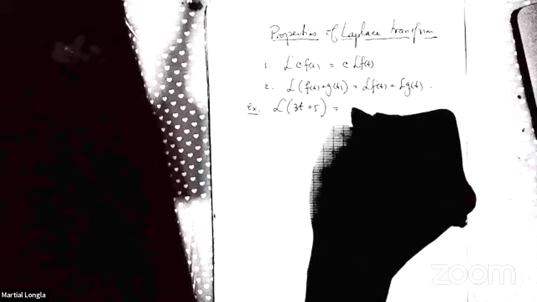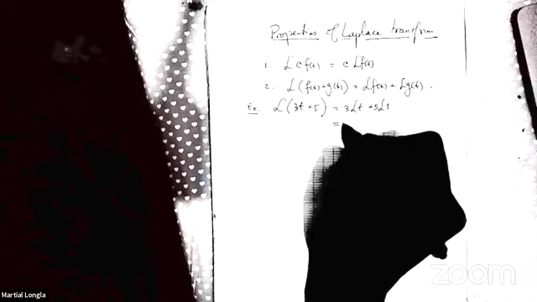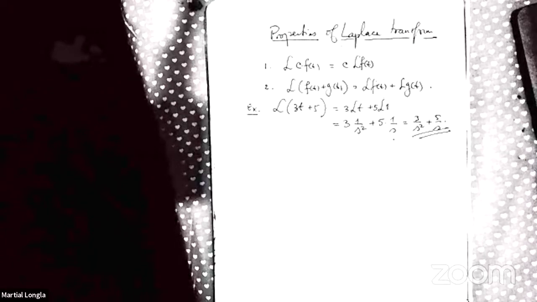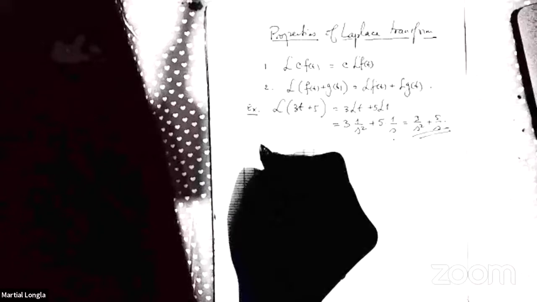Laplace transform of 3t plus 5 is 3 times the Laplace transform of t plus 5 times the Laplace transform of 1. Laplace transform of t, that's n equals 1, that's 1 over s squared. And Laplace transform of 1 is 1 over s, so that is 3 over s squared plus 5 over s. With this, I find the Laplace transform of 3t plus 5 without having to do anything. And you please use this to find for me this Laplace transform.